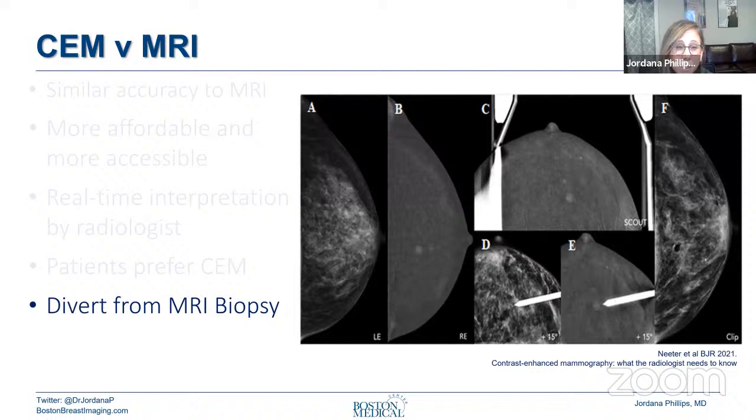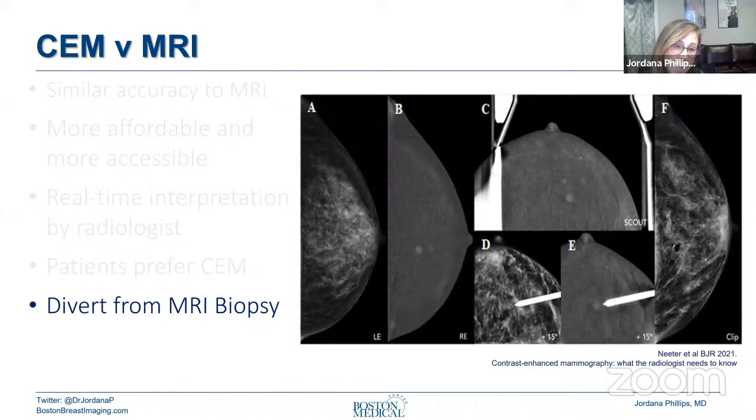Another nice thing is that we don't have to do an MRI biopsy. So for anybody considering CEM, I would highly recommend that you get CEM biopsy. I have not done it myself, but I've seen them and they are awesome. CEM biopsy is just like a stereo biopsy. The patient experience is very similar and, at least what I have perceived, is so much better than what women are going through for these MRI biopsies. So it allows us to divert patients from MRI biopsy to CEM biopsy. And that's, I think, an absolute game changer for this imaging modality.